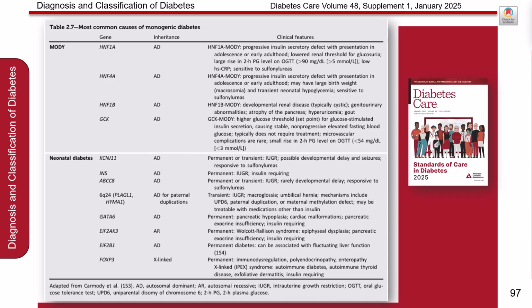Gene: GATA6. Inheritance: passed down from one parent. Clinical features: permanent condition. Underdeveloped pancreas. Heart abnormalities. Insufficient production of digestive enzymes. Requires insulin treatment.